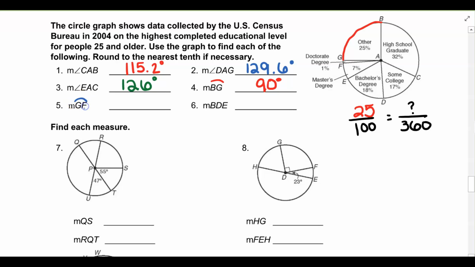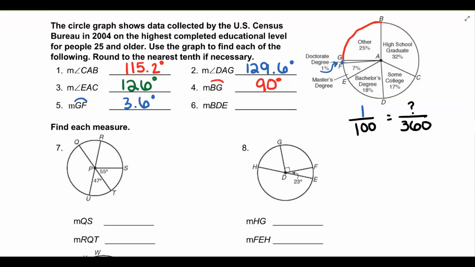Next, the measure of arc GF. GF is this little guy in here, this 1 degree. So 1%. This 1% out of 100 is going to be equal to how many degrees out of 360? 3.6 degrees.